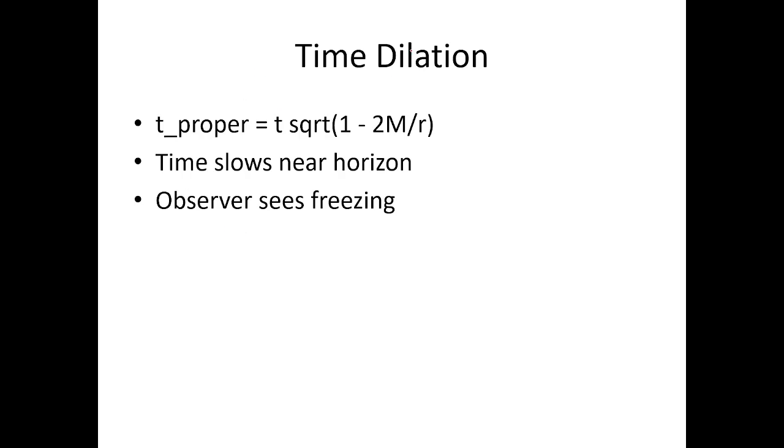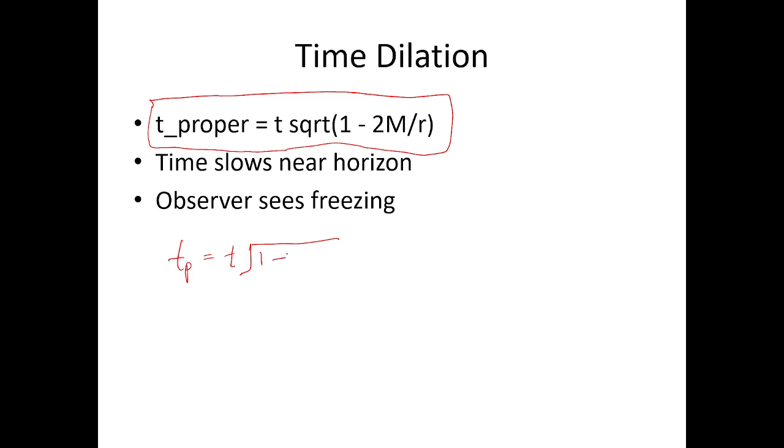Okay, so let's discuss a little bit the time dilation. So the proper time T proper is equal to T under root 1 minus, let me use the original formula, the Einstein relativity formula for the time, v squared over c squared.